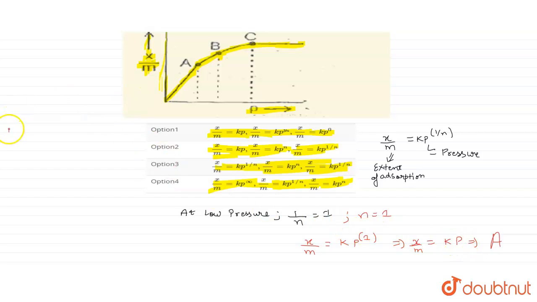Now for intermediate pressure, I am solving it here further. Okay guys, for intermediate pressure, we know x by m equals kp to the power 1 by n, and for the intermediate pressure the 1 by n value varies from 0 to n.